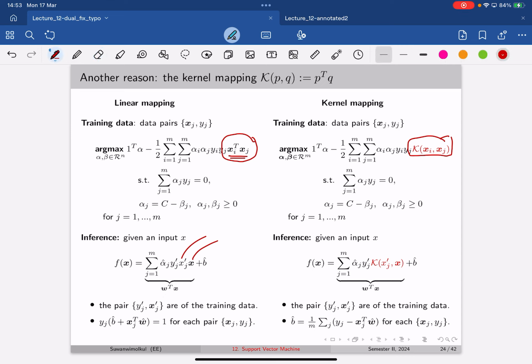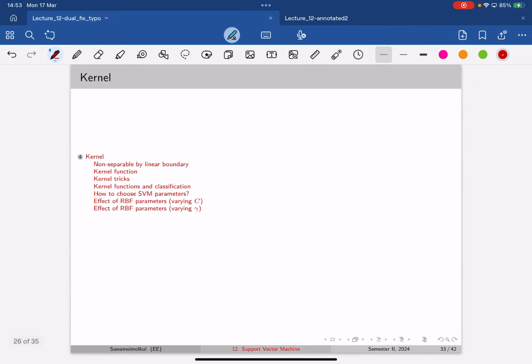But the thing is, as you consistently have these dot product terms, some people start to ask whether or not we can replace this dot product term with some kernel mapping. You can think of a simple kernel mapping as performing the dot product between two vectors. So the one that you see immediately from the linear SVM is this linear kernel.